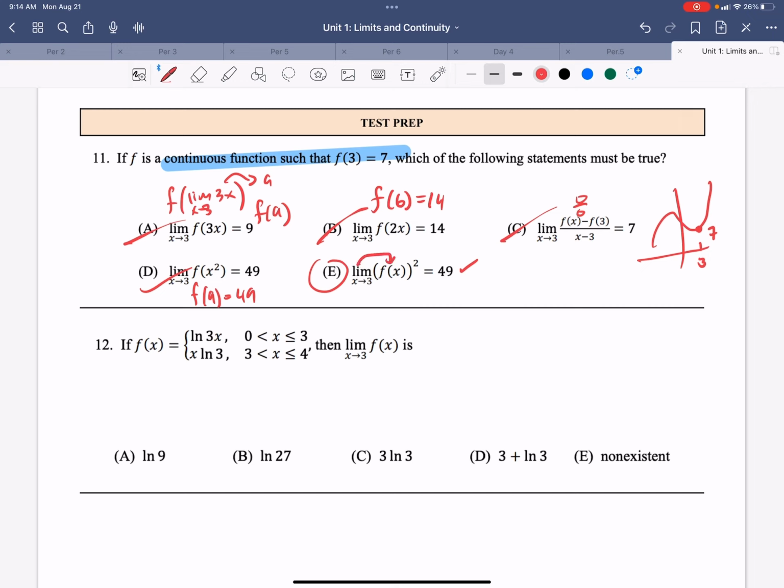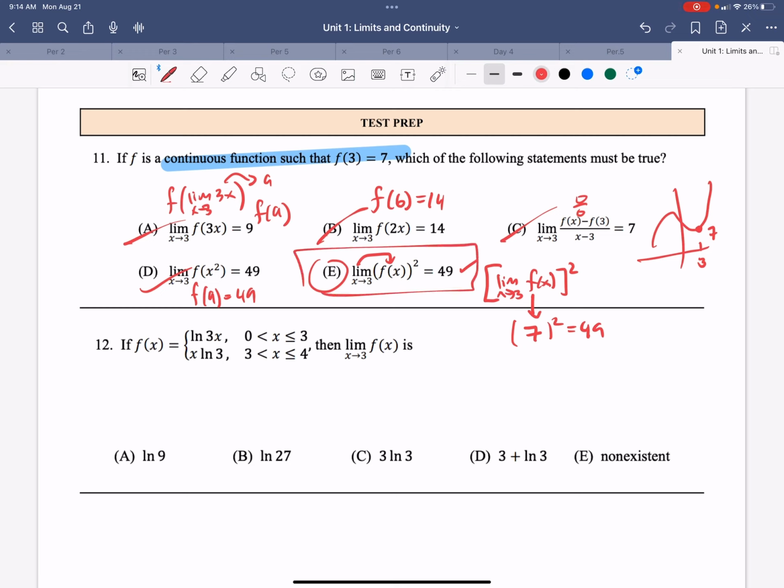You have to put the limit inside, right? You see how it's squared? We'll do the limit as x approaches 3 of f of x squared. Because our function is continuous and f of 3 is 7, we know that this is 7, and 7 squared is 49. That's how we get this answer.